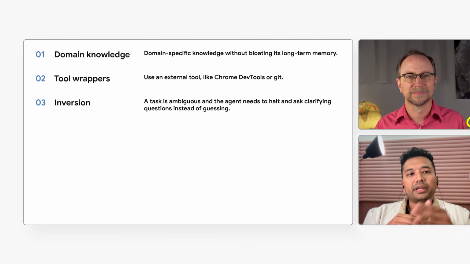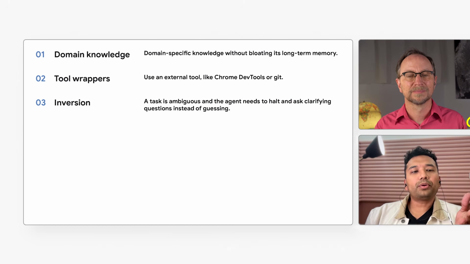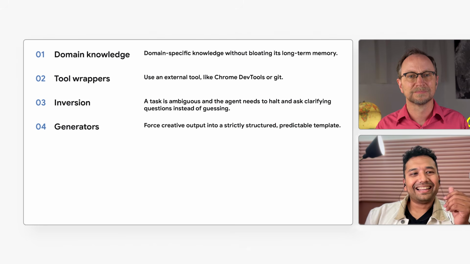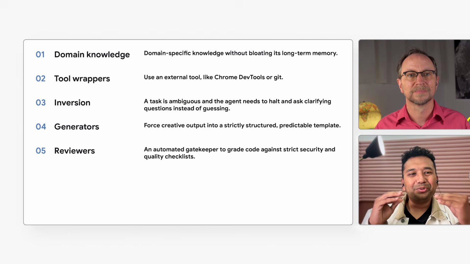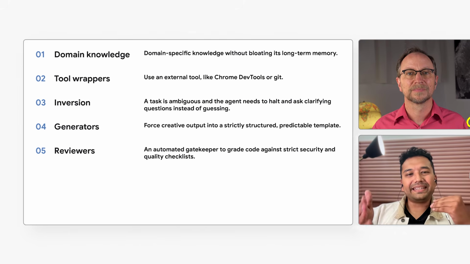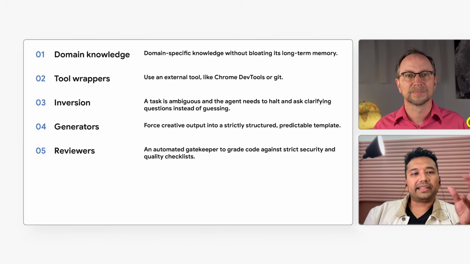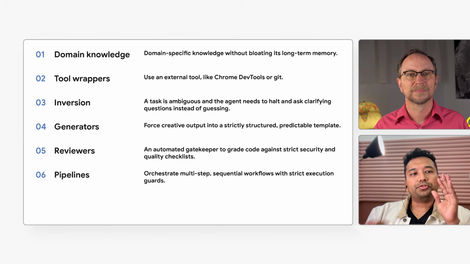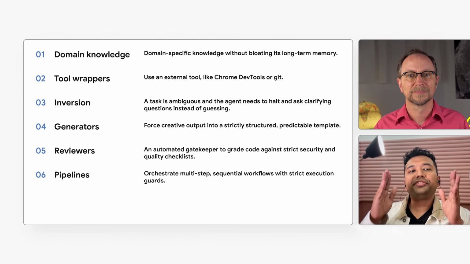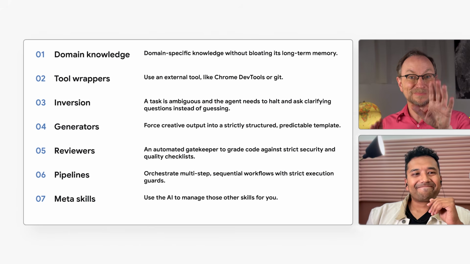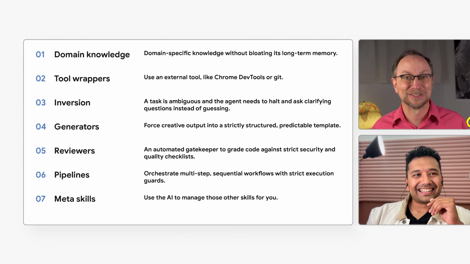Use inversion when a task is ambiguous and the agent needs to halt and ask clarifying questions instead of guessing. Use generators when you need to force the creative output into a strictly structured, predictable template. Use reviewers when you need an automated gatekeeper to grade code against strict security and quality checklists. Use pipelines when you want to orchestrate multi-step sequential workflows with strict execution guards. And don't forget meta skills, my favorite, using AI to manage those other skills for you.